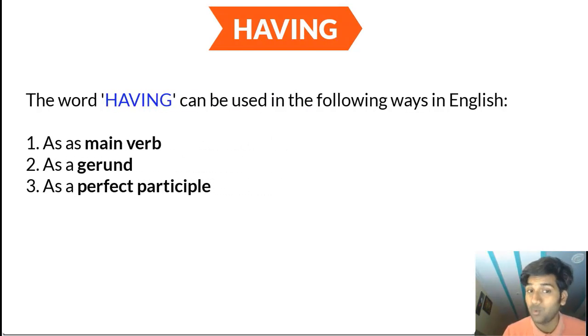Alright everybody, having as a word can be used in three different ways. Number one, as a main verb. Number two, as a gerund, in a gerund phrase. Number three, as a perfect participle. It is used as a present participle in a perfect participle phrase. Let's understand all these usages one by one.